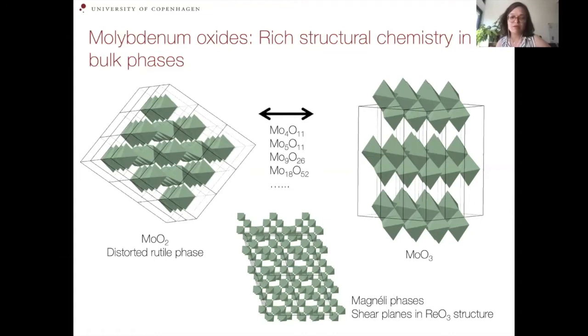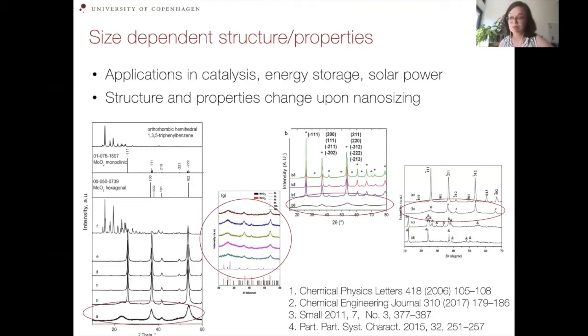So the idea here was that we know they have a rich structural chemistry in the bulk phases. What about in the nanophase? Because when you look in the literature of molybdenum oxide, of which there is a lot, because they have applications in many different fields, in particular in batteries right now, it's very clear that something happens to the structure and also the properties when nanosizing. These are just examples from the literature of powder diffraction patterns from molybdenum oxide nanoparticles. There's definitely something going on, with very, very broad features in the patterns like this, and it seems to be very size dependent. For a PDF person, when we see scattering patterns with these very broad features, this is our favorite kind of material, because then PDF can really help us.